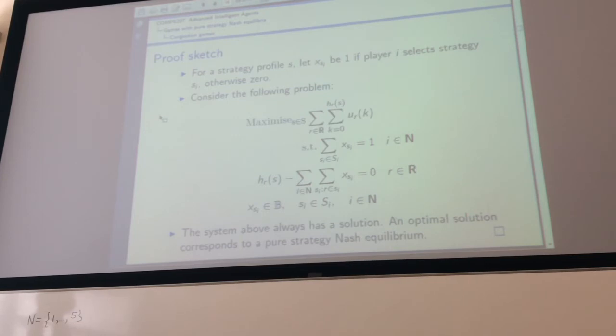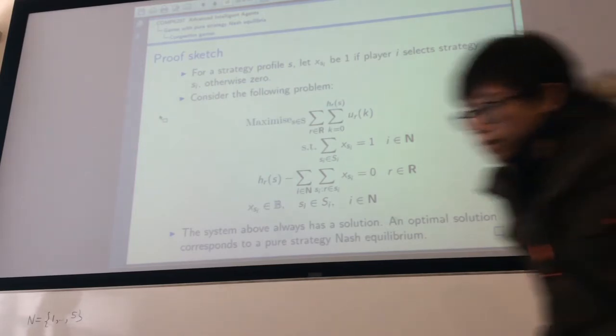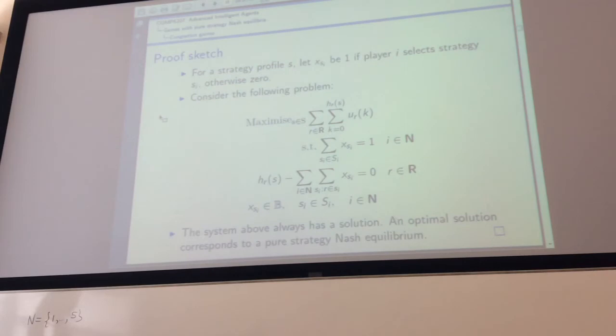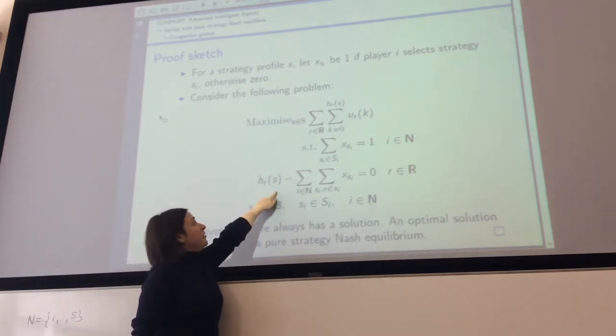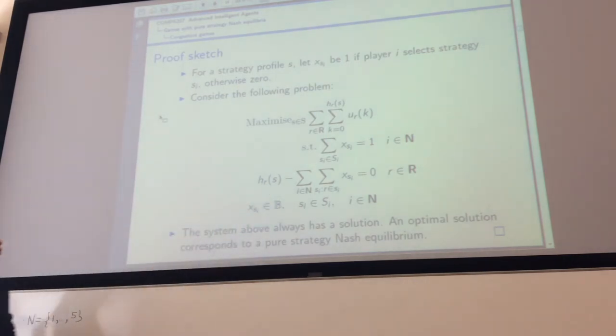What does it mean? You choose exactly one strategy. That's all it says. Okay? Every agent chooses exactly one strategy. The next constraint actually defines the congestion on each of the resources.